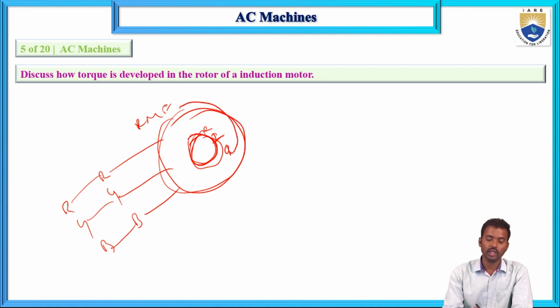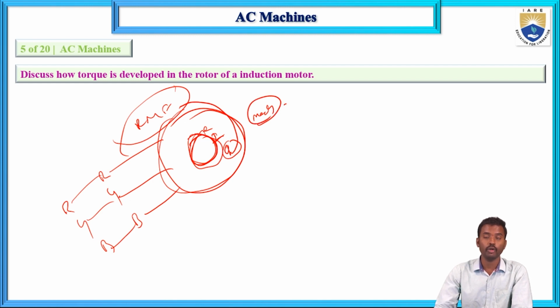Due to the interaction of this RMF and φ, there will be a mechanical force. In that way, torque will be generated. Mechanical force means torque. This is the torque developed in the rotor of the three-phase induction motor.